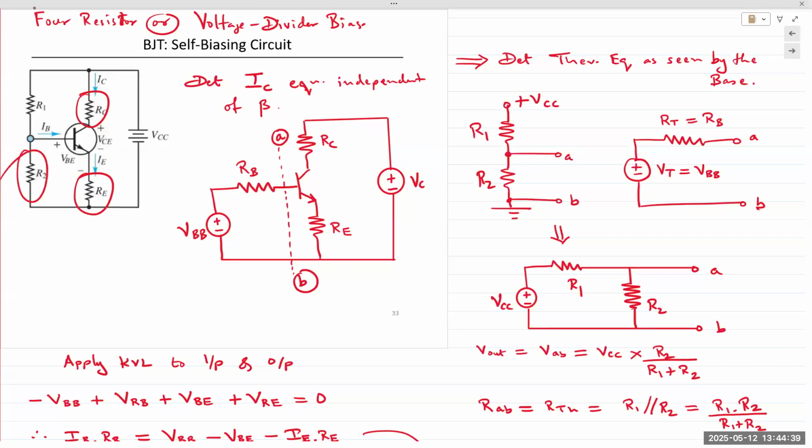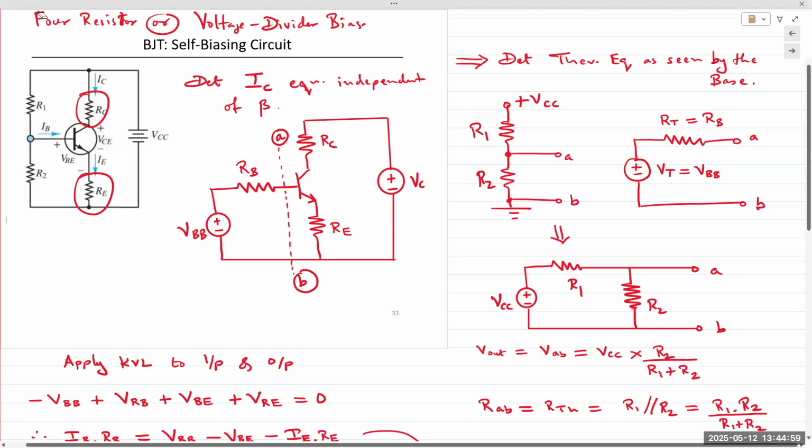In addition to that, the voltage to bias the base does not come from a separate supply. It comes from the same VCC supply. To achieve that, we create a voltage divider network. If you recall, with any series connection of resistors, if you apply a voltage, the current remains the same, but the voltage gets divided in proportion to the ratio of those resistances.